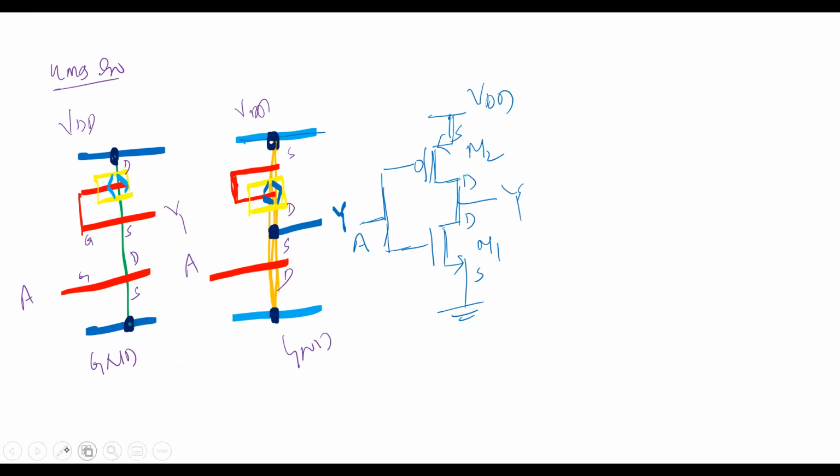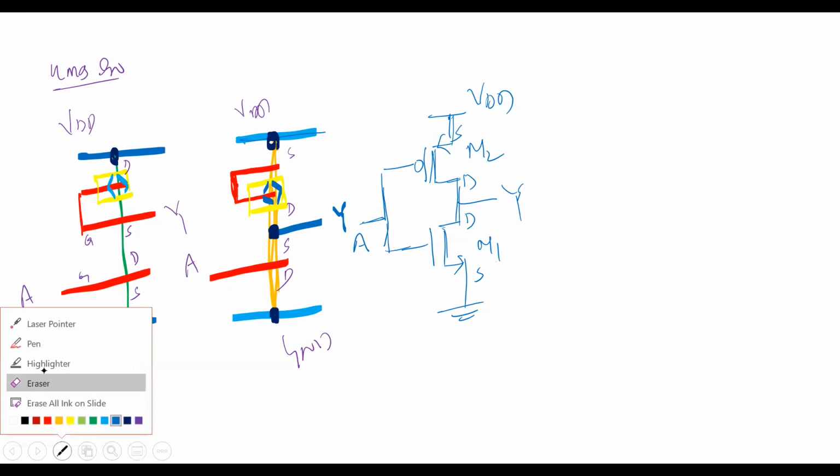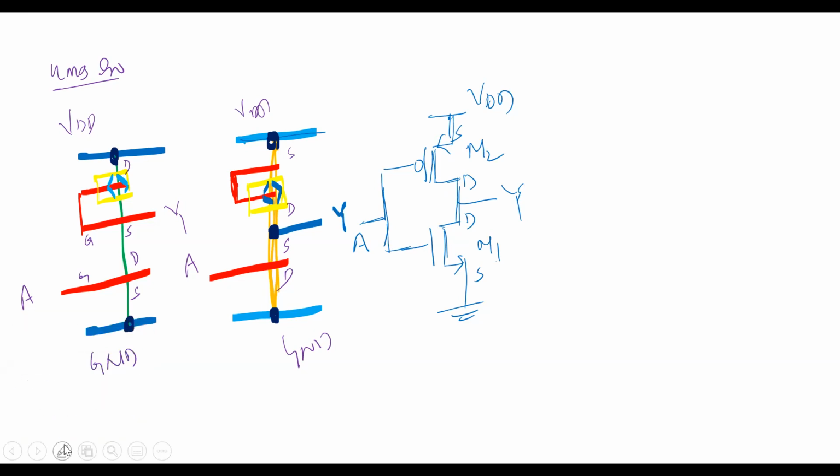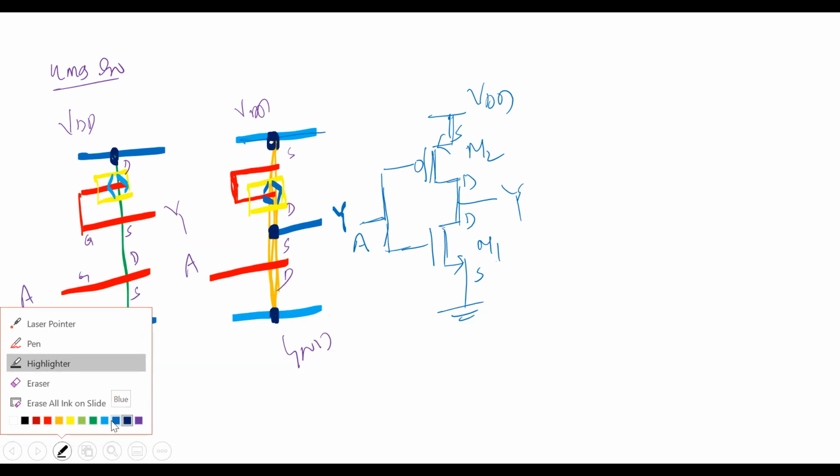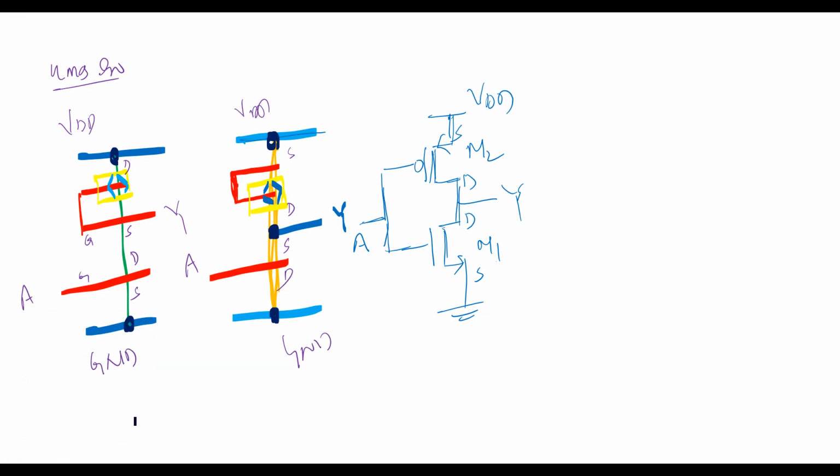For this, we need to draw the stick diagram. For the inverter diagram, first, what will you start with? You will start with the demarcation line, which separates the PMOS and NMOS devices. This is my demarcation line. Keep in mind that all the PMOS should be above and all the NMOS at the bottom, or you can do it the other way also, no problem.